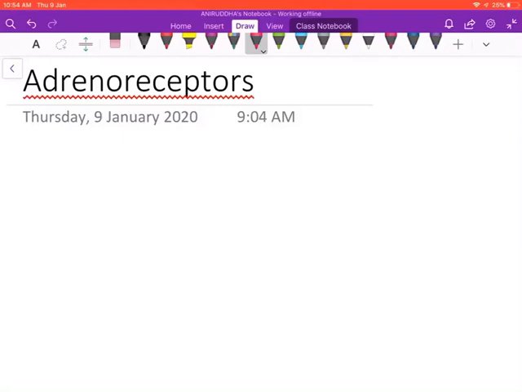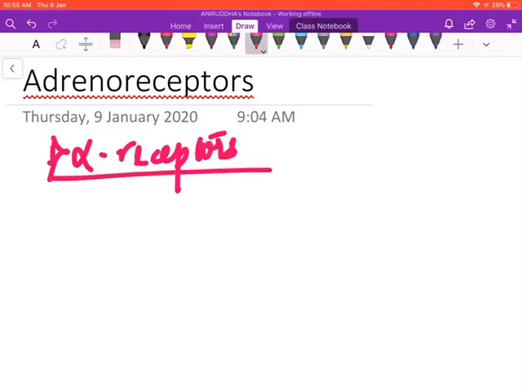And here I will be dealing with all the receptors, the various receptors of the adrenergic system. So the first receptor group is the alpha receptors. Under alpha receptors, there are two classes, alpha 1 and alpha 2.